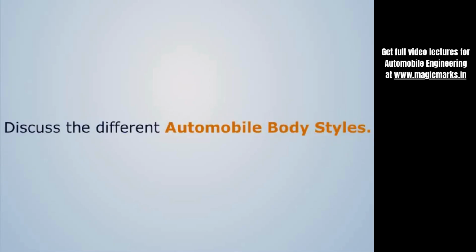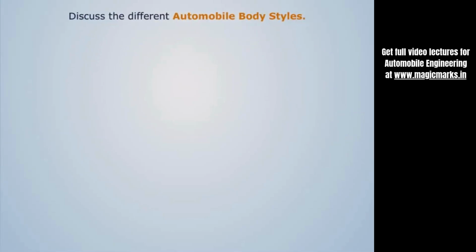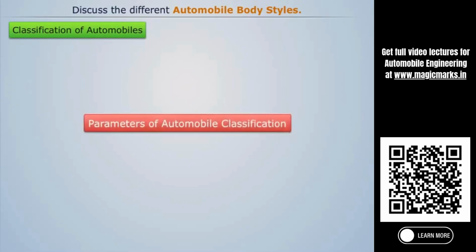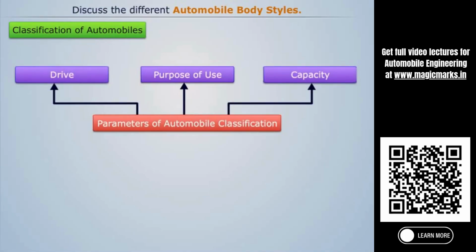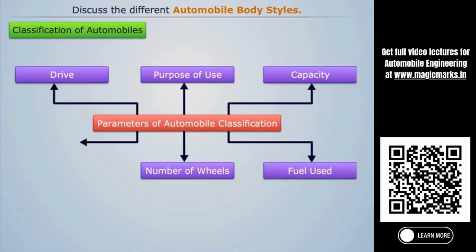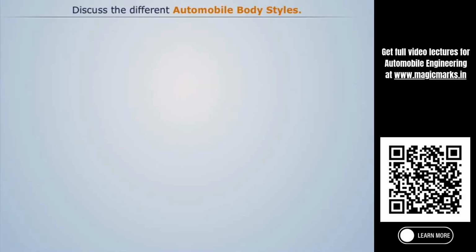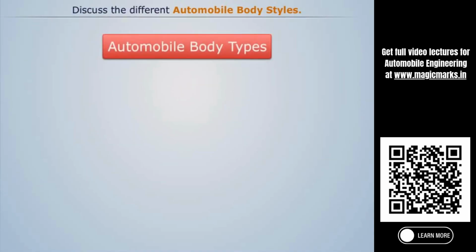Discuss the different automobile body styles. We know that most common parameters for classifying different automobiles are purpose of use, capacity, drive, number of wheels, fuel used, steering. Now let's discuss the classification of automobiles based on their body styles.